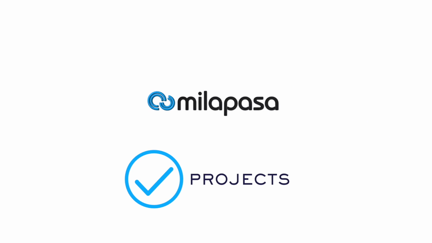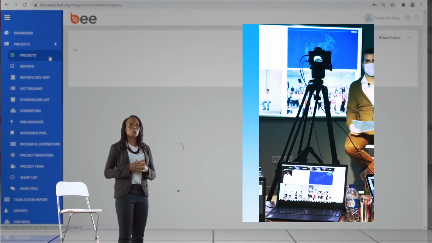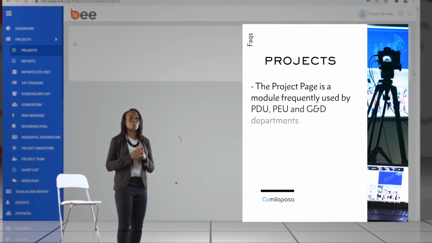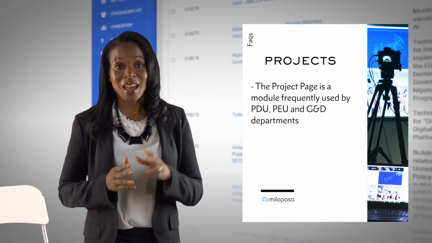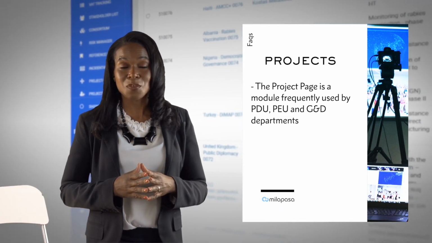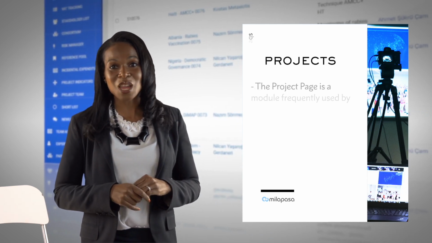Projects. The project page is a module that's frequently used by the project development unit and the project execution unit and the G&D departments. This is where project entries are made and where project-related details are available.